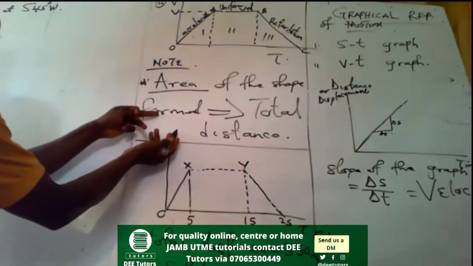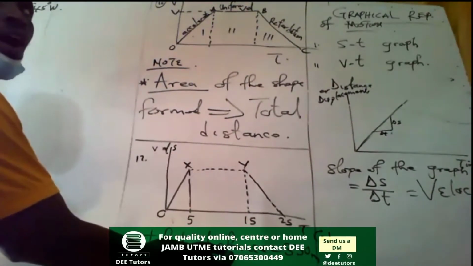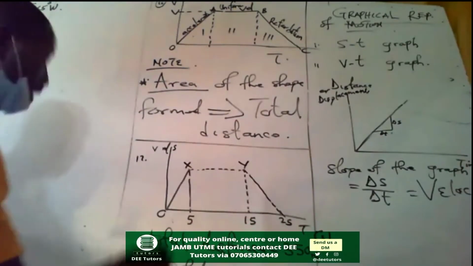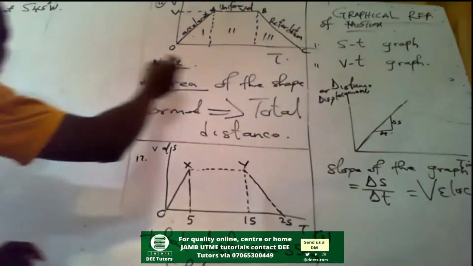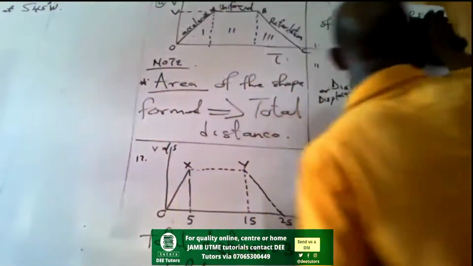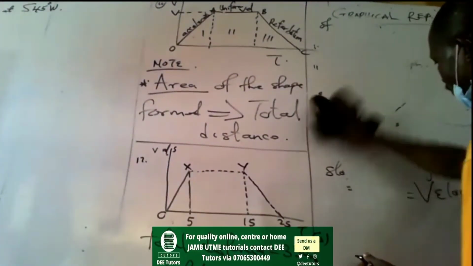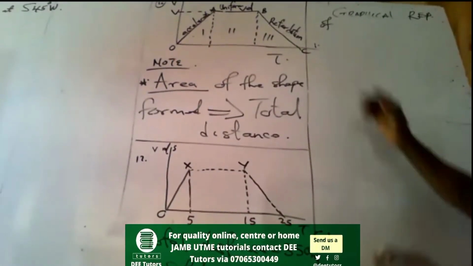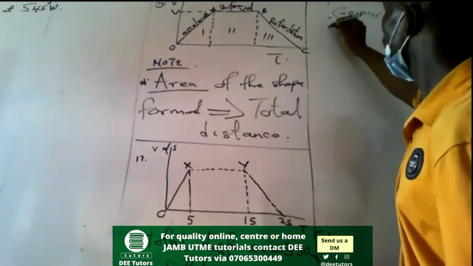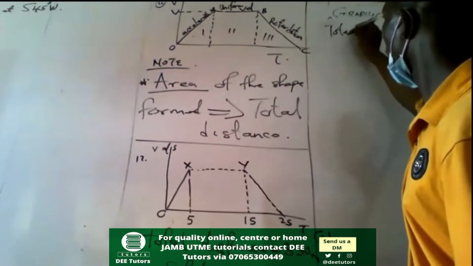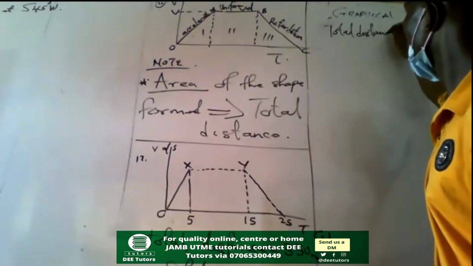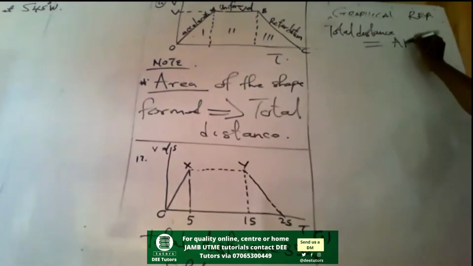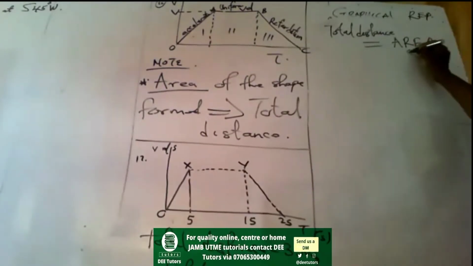Distance. We use this idea that the total distance covered from this graph is equal to the area of the graph formed. So you can use the idea that total distance covered in the VT graph, that is velocity time graph as drawn, is equivalent to the what? The area of the shape formed.